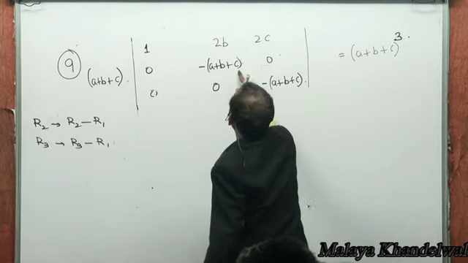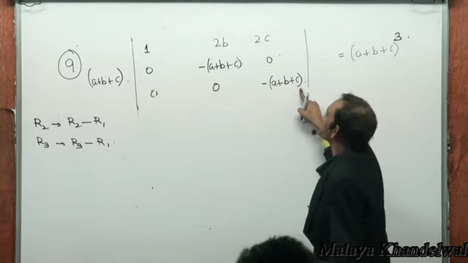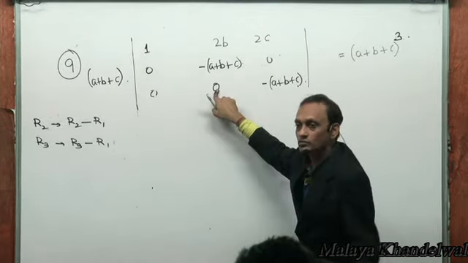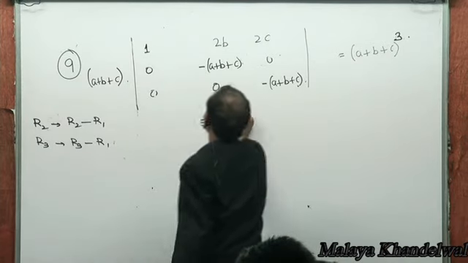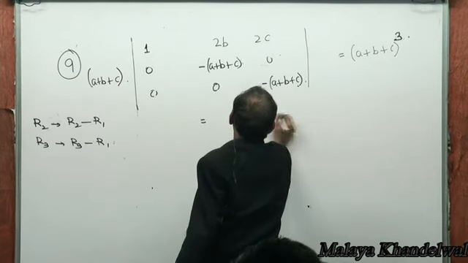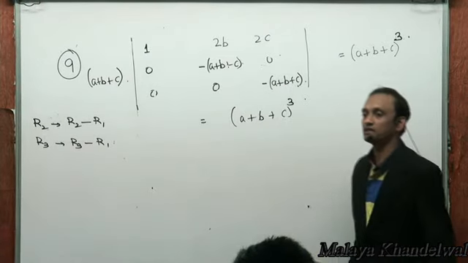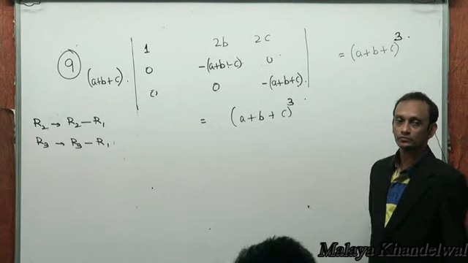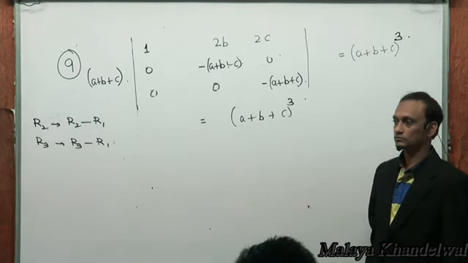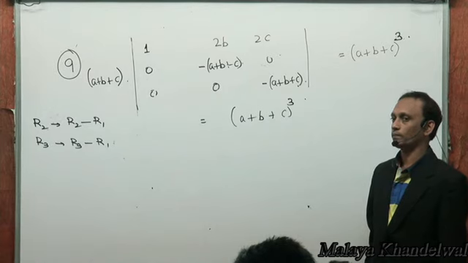So 1 into minus a plus b plus c into minus a plus b plus c, 0, 0. So that gives me a plus b plus c sitting out, and a plus b plus c whole squared coming from here. So a plus b plus c whole cube. Yes or no?